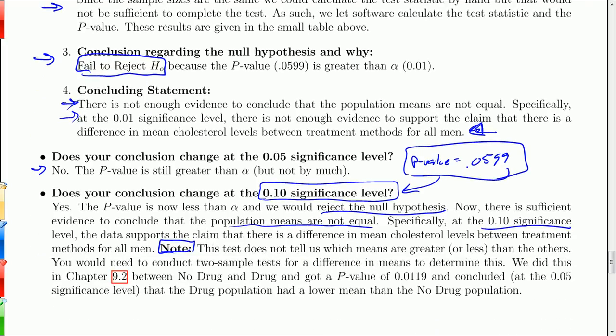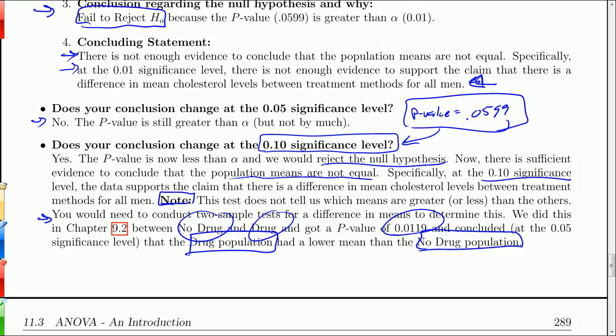Okay, and we actually did do a single comparison between the no drug and drug, and we did get a p-value of 0.0119. And we concluded at the 0.05 significance level that the drug population did in fact have a lower mean than the no drug population. Right. But that was at the 0.05. We wouldn't be able to support that claim at the 0.01. But that's back in Chapter 2 when we did a specific comparison between two samples.